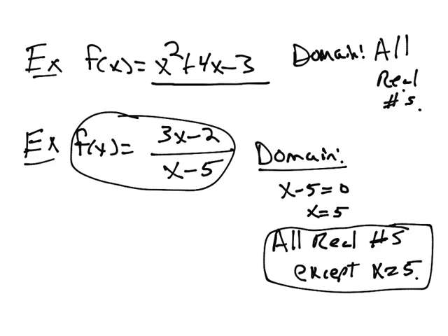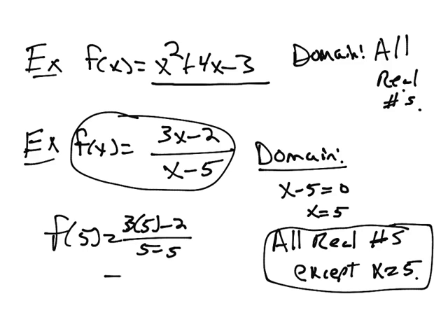Try to plug in 5, you don't get an answer back at all. You get undefined, because if you plug in 5, you get 3 times 5 minus 2 over 5 minus 5. So that's 15 minus 2 divided by 0. 13 over 0. We have no clue what that is because it's division by 0.